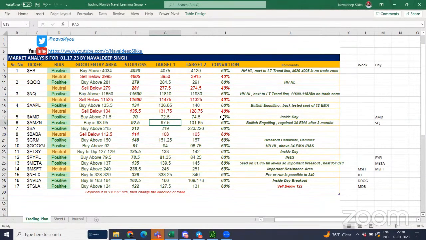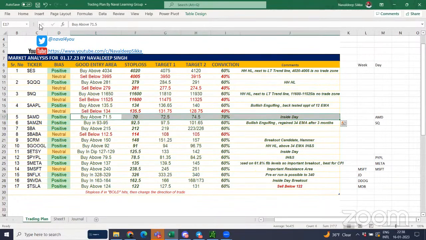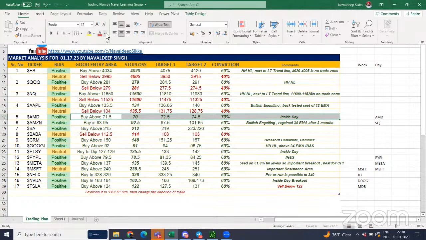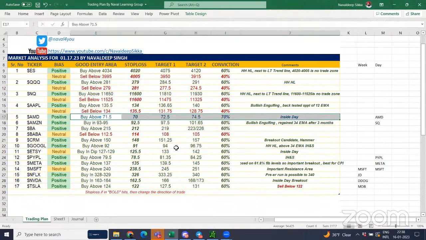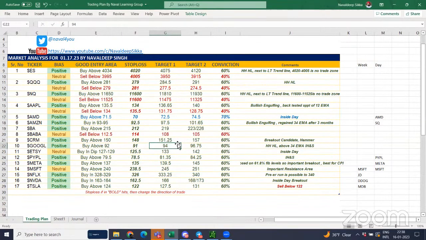So I'm really bullish on AMD. I'm going to give it 70%. I'm going to give it in a blue color because I'm much more positive on AMD as of now. Anything I'm very positive and confident about, I just tag in a different color.